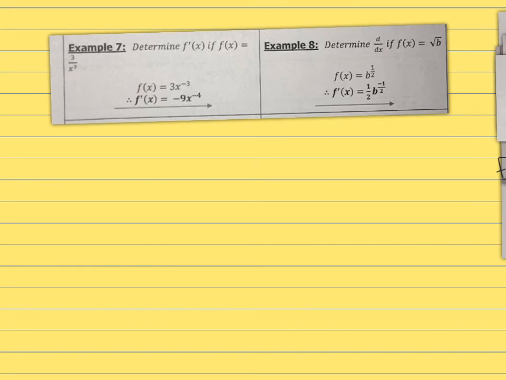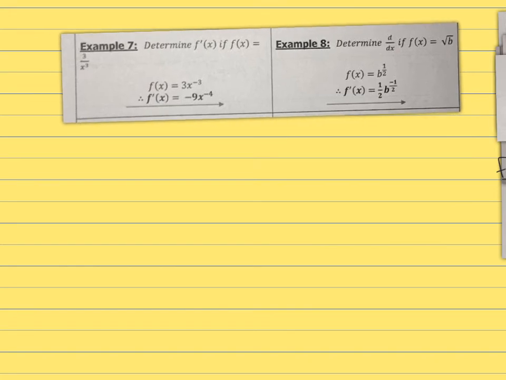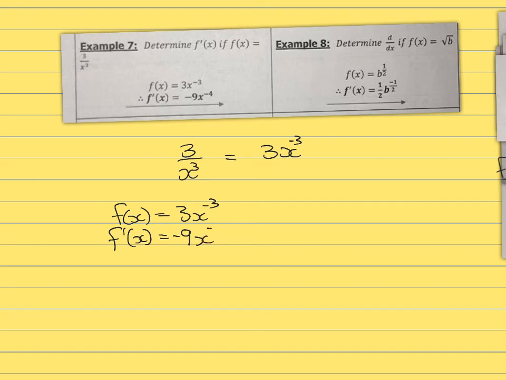Example 7, determine the derivative of x if fx is equal to 3 over x to the power 3. Now remember, we don't work with a fraction. So we'll say 3 over x to the power 3 is the same as 3x to the power minus 3. So now we say fx is equal to 3x to the power minus 3. So the derivative of x will be equal to 3 times minus 3 gives me minus 9. X to the power minus 3 minus another 1 gives me minus 4.